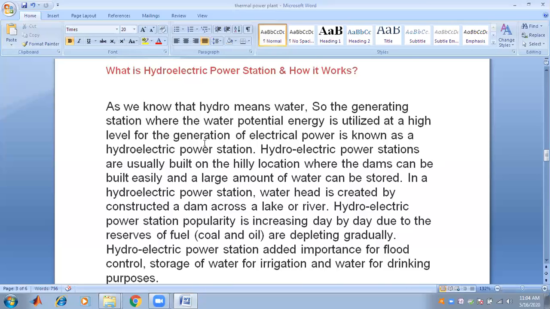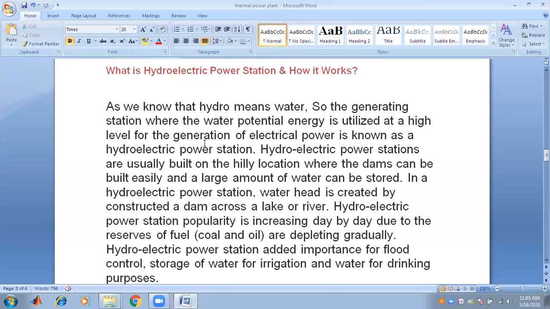Hydroelectric power station popularity is increasing day by day due to the reserve of fuel. Because we have to go for the alternative way. The coal and the oil are not the solution, because as the days go on, our demand is also going up. So in order to meet the demand, it is obvious that we have to think about the hydroelectric power station besides coal and oil.